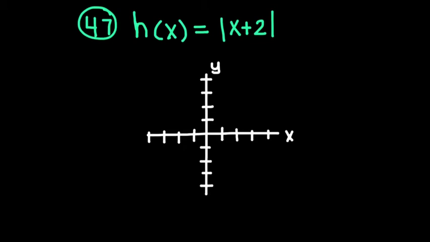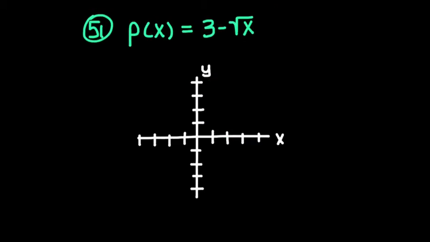We know that the parent function, h of x equals the absolute value of x, passes through the origin. So my new function will pass 2 units to the left of that. If I follow the shape of the absolute value function, and again, this isn't perfect, it just gives me a general idea of what that function h of x will look like on a graph.